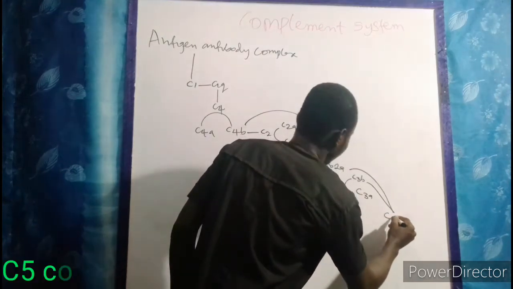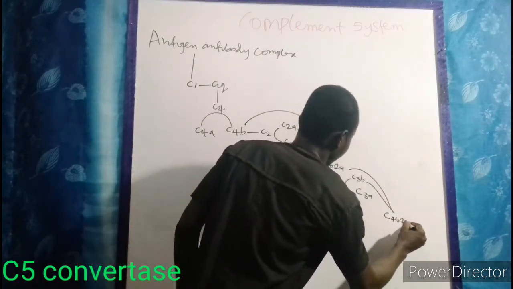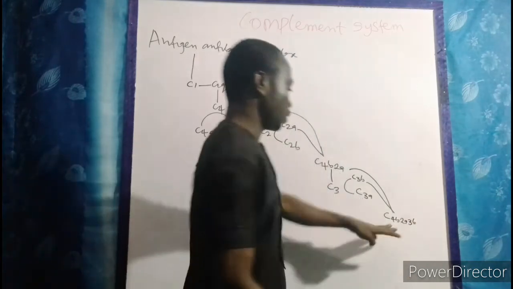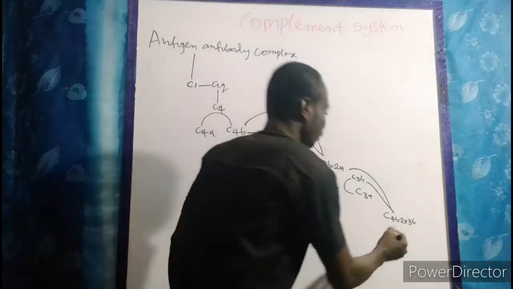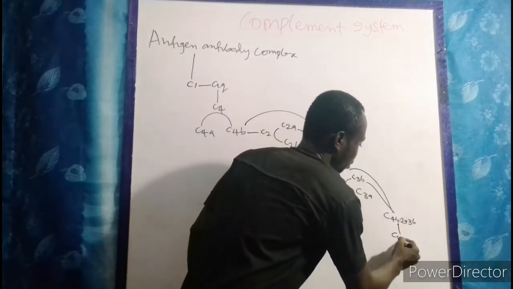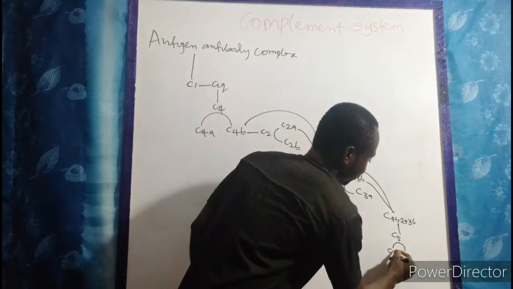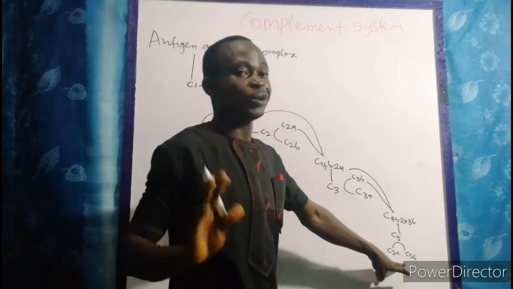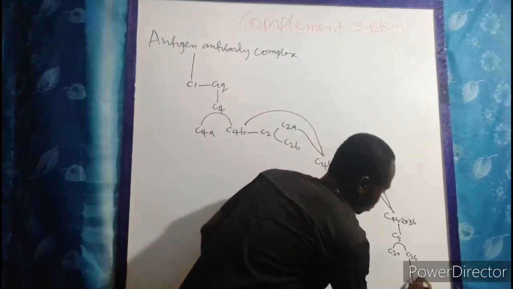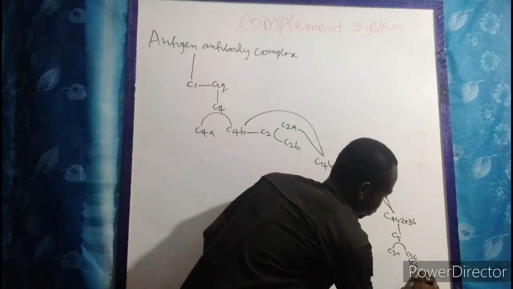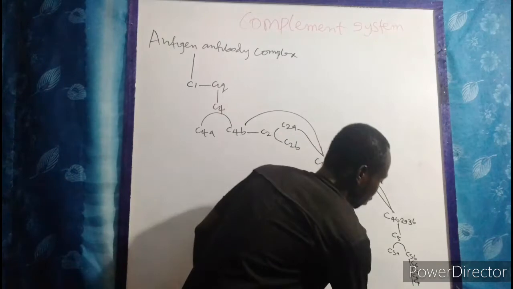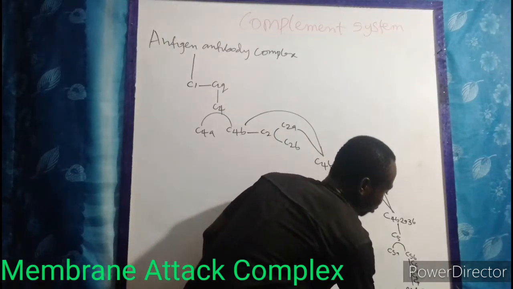The C3 convertase with the C3b forms C4b2a3b. This is C5 convertase because it has the potential of cleaving C5 into C5a and C5b. The C5b recruits other complement factors, C6, C7, C8, C9, resulting in the formation of the membrane attack complex, which we will explain later.